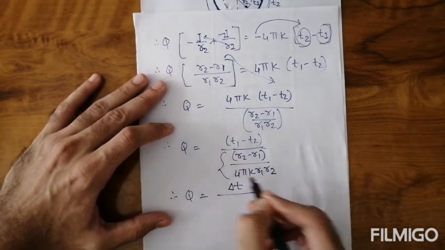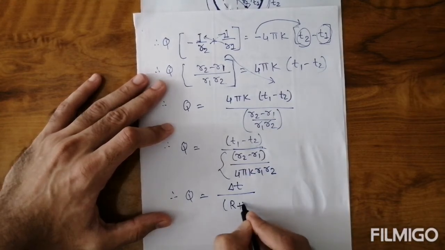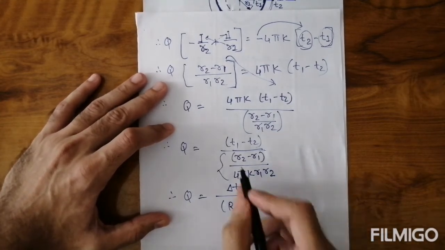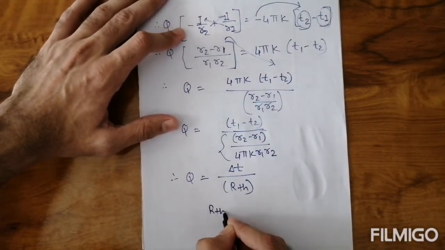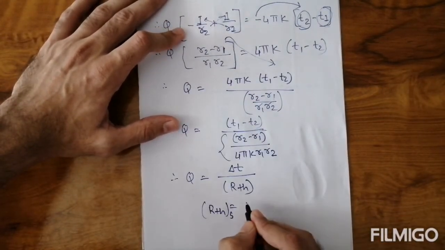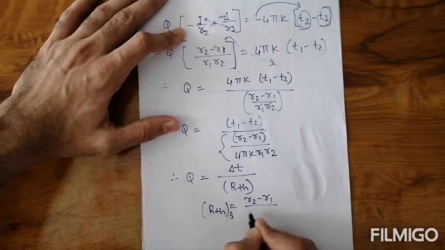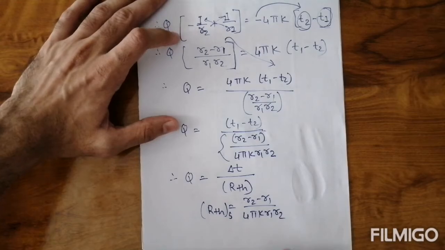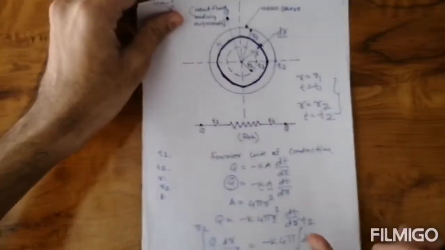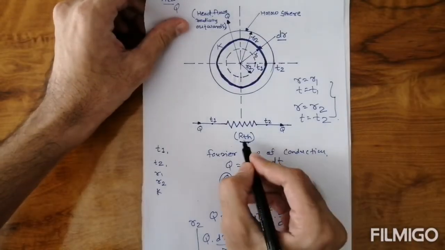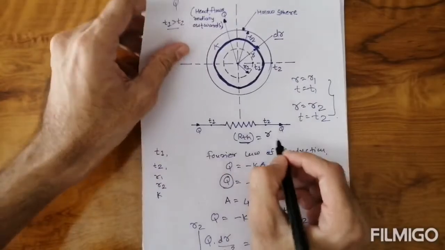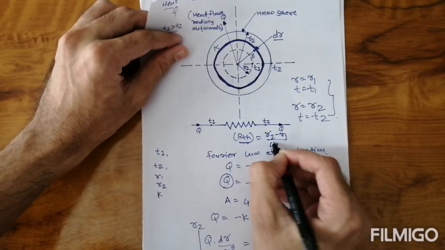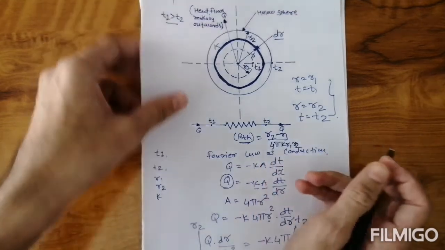And what will be that denominator? That is your resistance for the sphere. And what will be the resistance of the sphere? So the resistance of the sphere, RTH for the sphere, is equal to R2 minus R1 divided by 4 pi k R1 R2. That is your resistance for the sphere. Already I told you here resistance of the sphere. So what will be our resistance of the sphere? It will be R2 minus R1 divided by 4 pi k R1 R2.